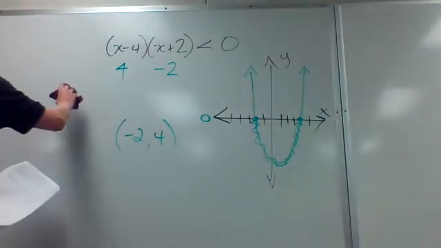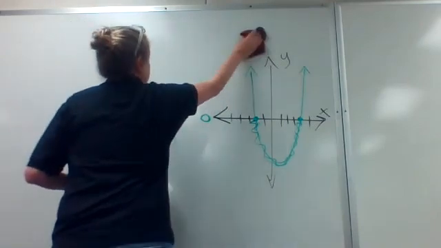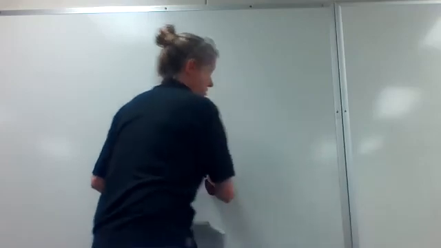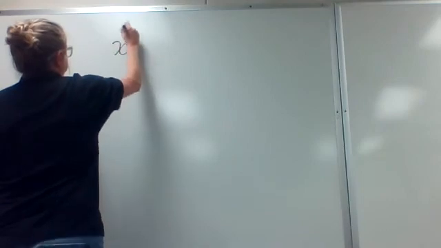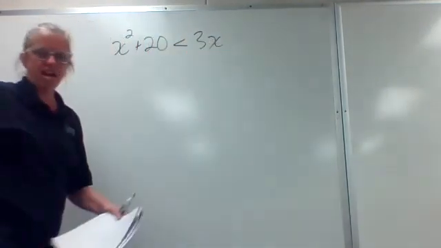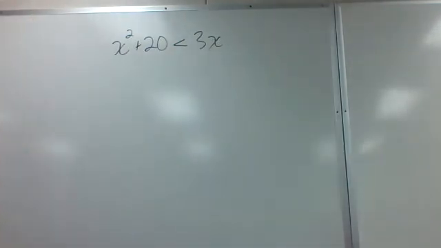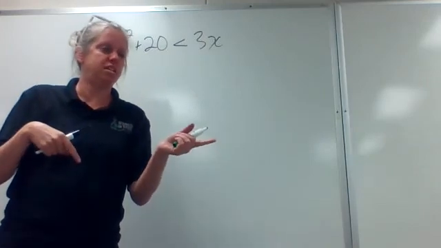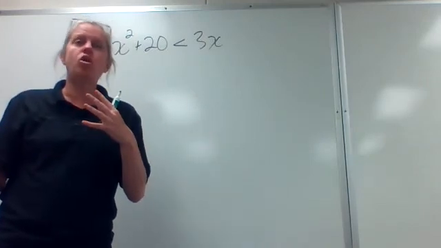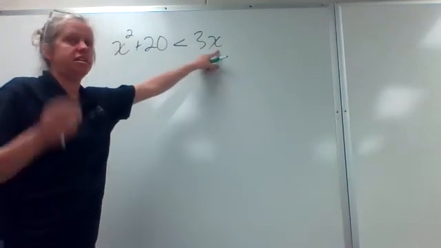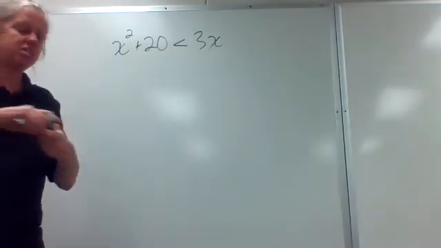Last one. X squared plus 20 is less than 3x. So this one's not all nice and neat and factored for us like the last one was. So I'm either going to factor it or have to put it in quad. But before I do that, I need to have this side be 0. So I need to move the 3x to the other side.